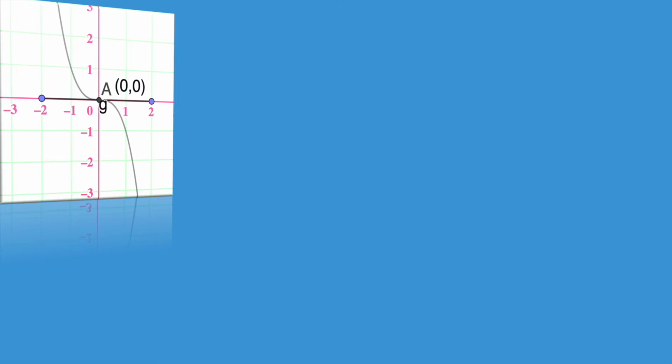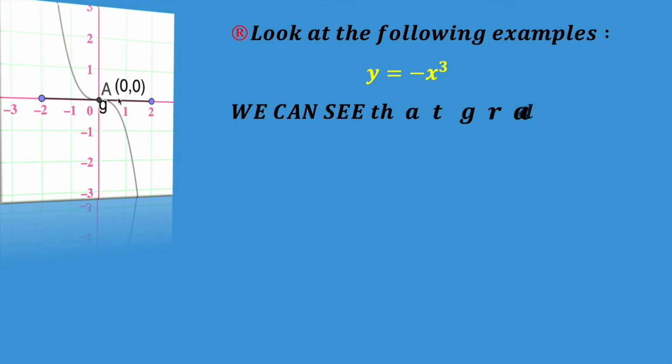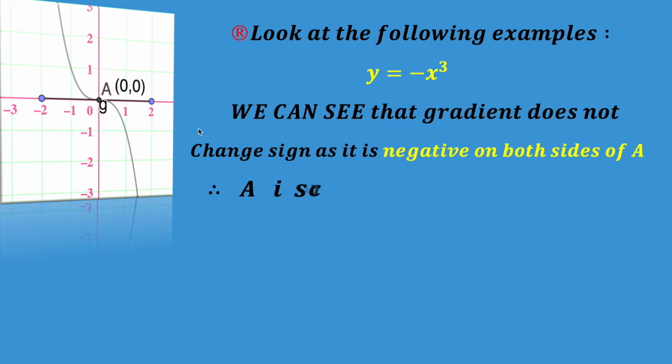Look at this curve, y is equal to negative x cube. At x is equal to 0, on both sides of 0, the gradient is negative, the gradient doesn't change sign, and the tangent is horizontal and the gradient is equal to 0. So when the gradient doesn't change sign on both sides of a point and the tangent is horizontal and the gradient is equal to 0 at that point, we call that a stationary point of inflection.